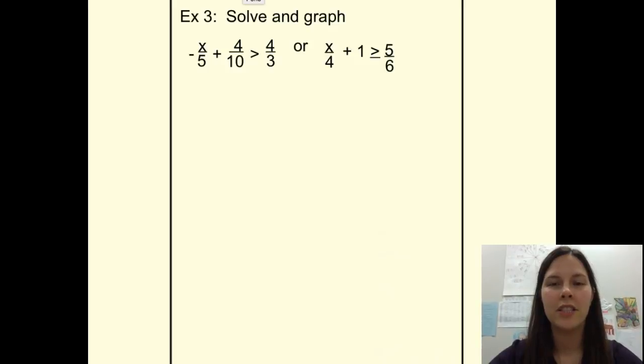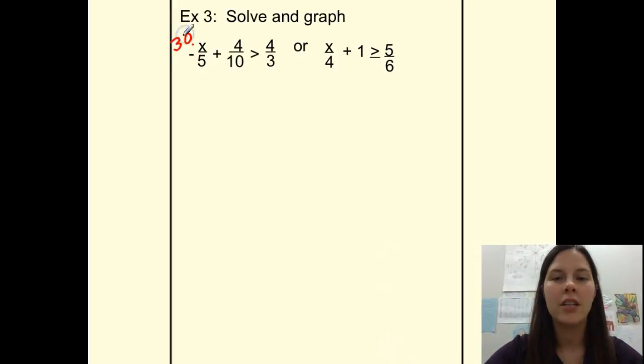Everybody's favorite, we're going to revisit solving fractions. So first of all, our first inequality, we're going to look for a common denominator. What do 5, 10, and 3 all go into? So our least common denominator is 30. So I'm going to multiply each term by 30. Remember, these bars here mean divide, so we're going to divide first and then multiply by the numerator. 30 divided by 5 is 6. 6 times -x gives us -6x. 30 divided by 10 is 3. 3 times 4 is 12.